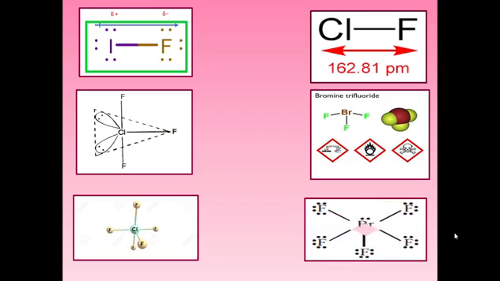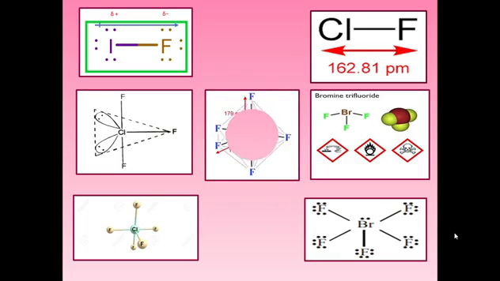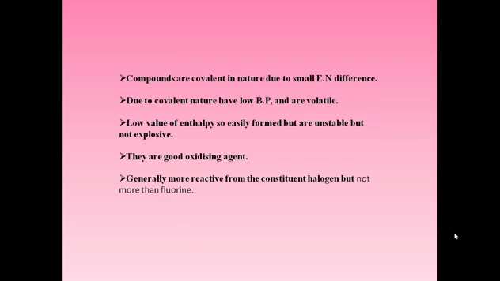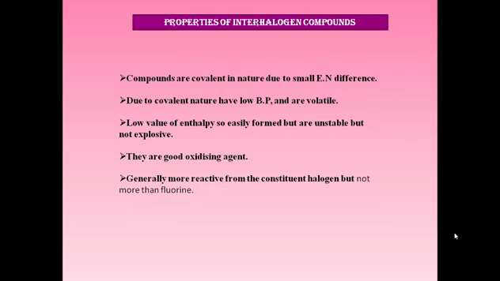AX5 types. Okay, so this is the ClF5, BrF5. Then the only compound which is of AX7 type is IF7. So it has a pentagonal bipyramidal geometry. The geometry and its concept of hybridization and how it is formed will be discussed in the next video in detail. Prior to that, we should know about the properties of the interhalogen compounds.